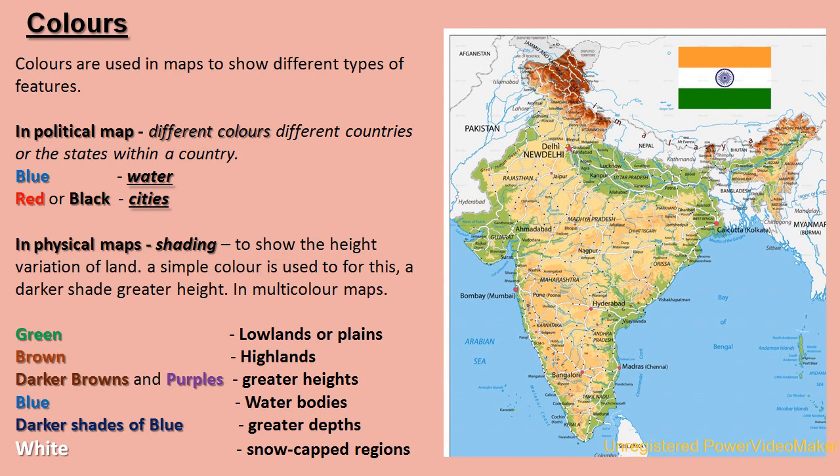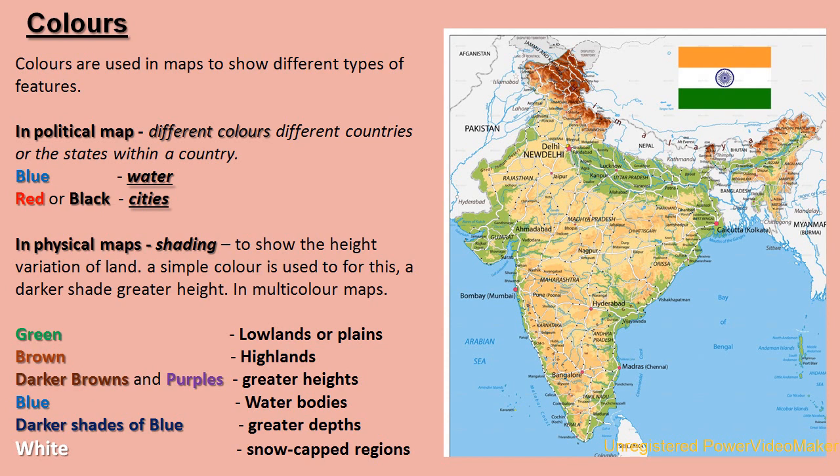You just look at the dark brown color at the Himalayan side. So there are the highest peaks. So that area is marked with the dark brown color. And the blue color is used to show the water bodies. You can see the rivers are marked with the blue and oceans are marked with the blue, all those things.